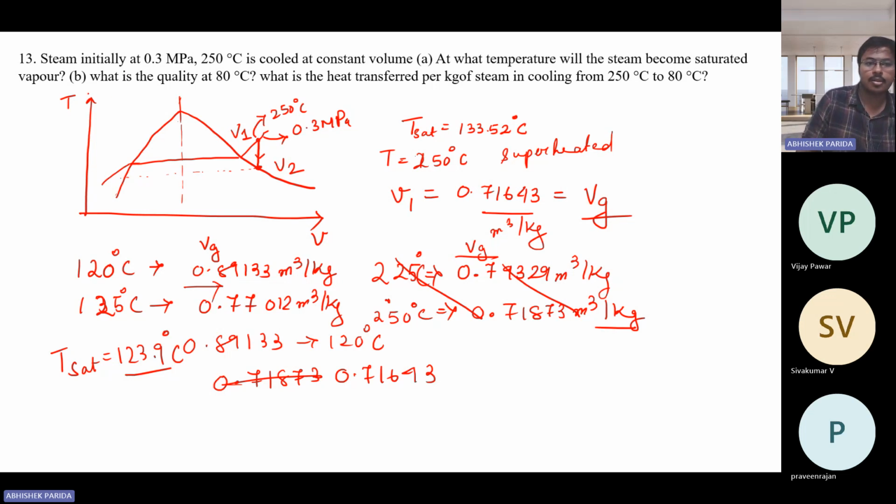So the first bit, A, is done at what temperature? It is 123.9, somewhat near to that. What is the quality at 80 degrees Celsius? Again, there is a constant volume cooling. This is, let us say, 80 degrees Celsius.